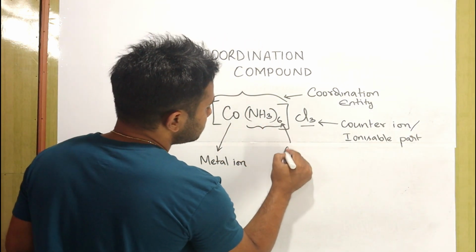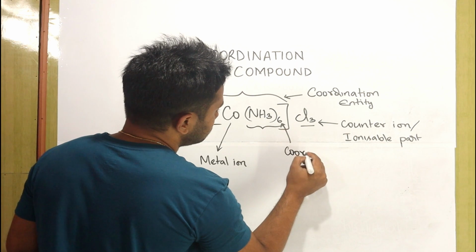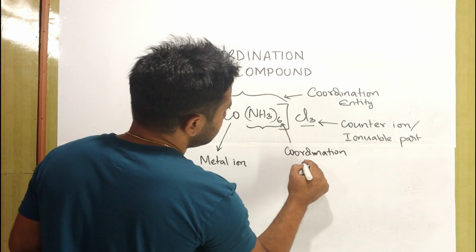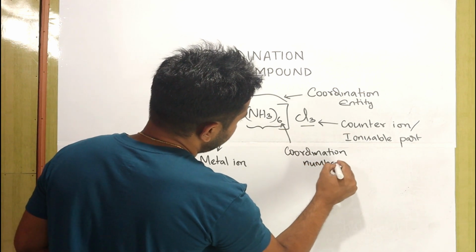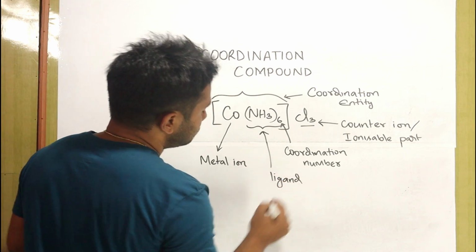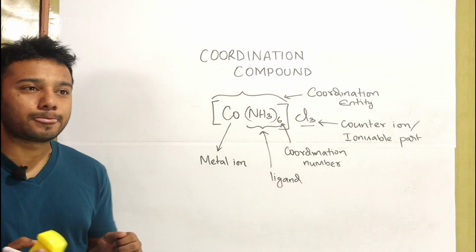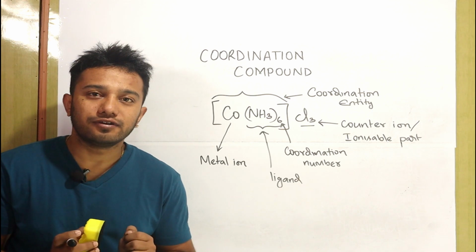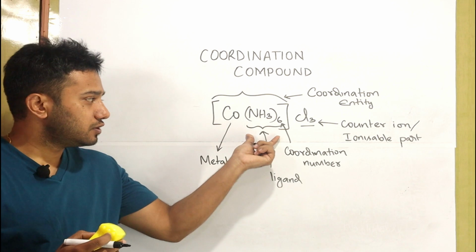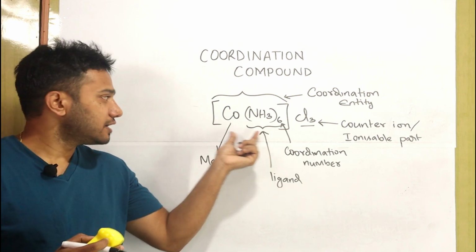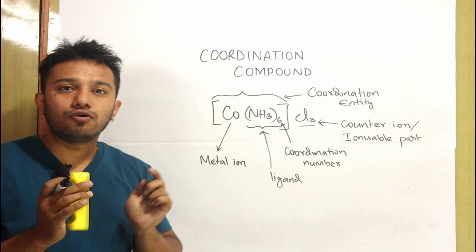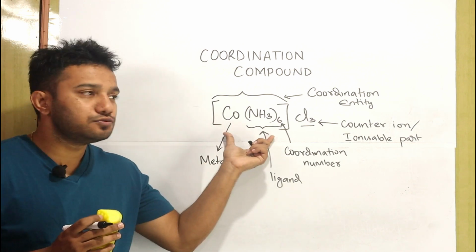This 6 out here is the coordination number, and this is the ligand out here. As I have told you earlier, the ligands are surrounding the metal ions and they are making coordination bond with the metal ion. So out here we have 6 ligands. These 6 ligands are making coordination bond with the metal ion, and the bond is very strong and it's very hard to break the bond.